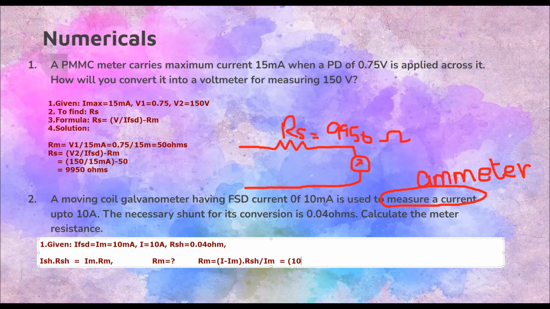It is going to be 10 minus 0.01, that is 10 milliampere, since milliampere is 10 into 10 raised to minus 3, into 0.04. The whole thing, I'm going to put a double bracket here. The whole thing will be divided by IM, that is 0.01. After solving this, you will get the answer as 39.96 ohms. Since I don't have space, I have not written it in the next line, I've done it like this.